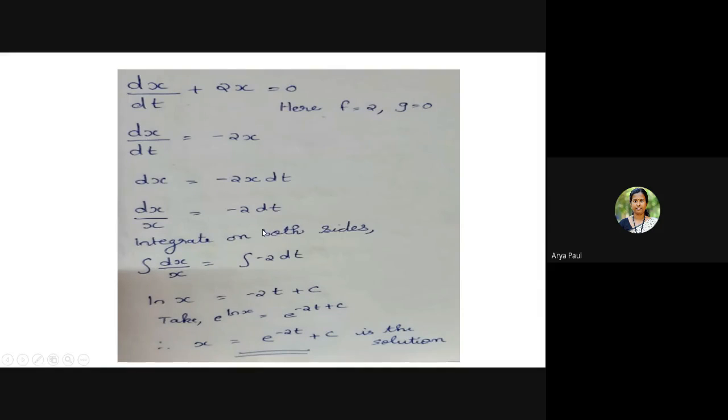So this is a very simple method of finding the solution of a linear differential equation, because we can separate the terms. Why can we separate the terms? Because here f and g are both constant.